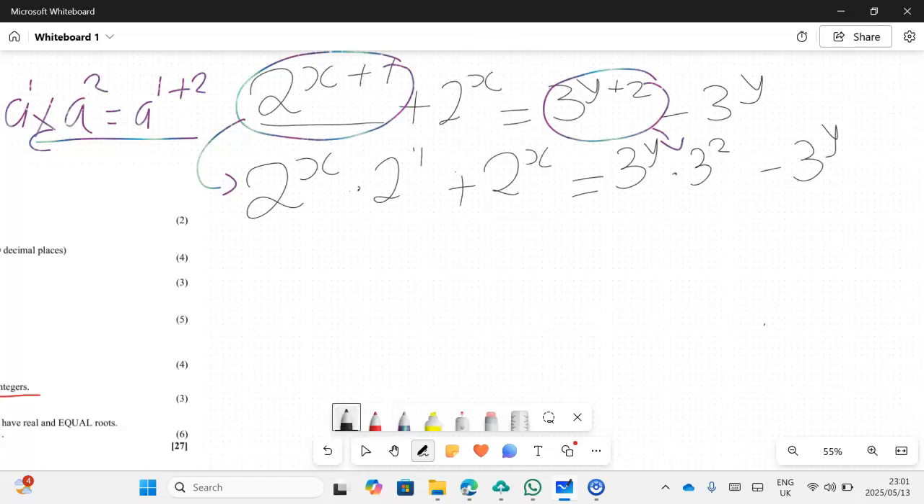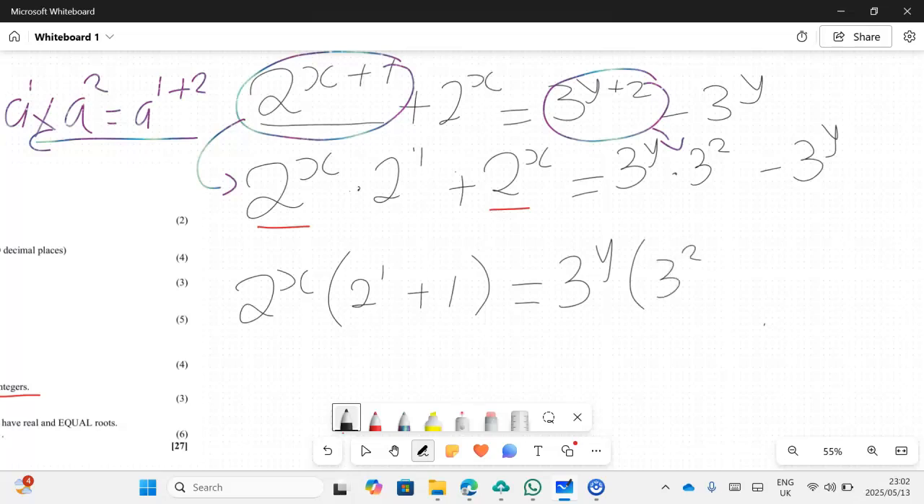Good. And then when you look at the left-hand side, we have a common factor of 2^x. We're going to take out the common factor, which will be 2^x, then open bracket, what will be left is 2 to the power of 1, then plus, and because the common factor is out, we'll just be left with 1. And on the other side, we have 3^y, and then we open the bracket, we'll be left with 3 to the power of 2, which is the same as 9, and then minus 1.